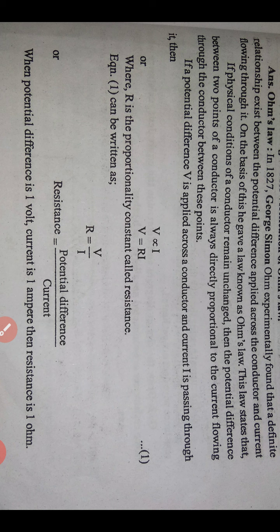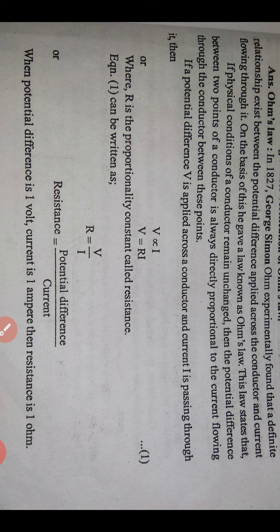If you are increasing the voltage, then the current will increase. So here we see that V equals IR. I is the amount of current flowing through a conductor and R is the constant resistance. So if we have to find the value of R, then R equals V upon I, potential difference upon current.